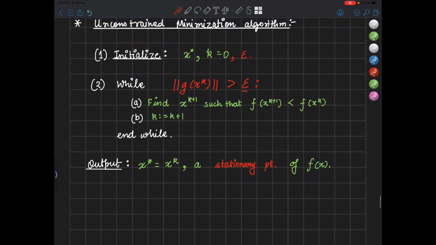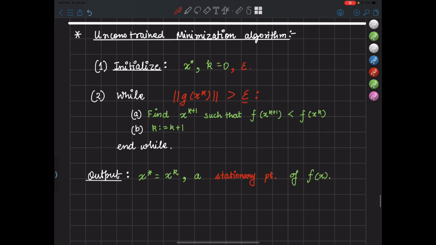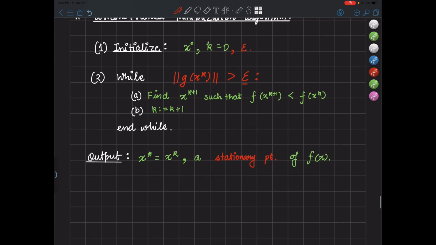Okay, now we have definitely answered the stopping condition question. We also tried to answer the convergence rate question. Now what about the other question? One question was how to find xk plus 1 in step 2a. How do we find this xk plus 1, right? This was the question.